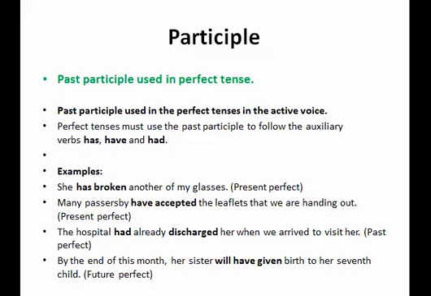The hospital had already discharged her when we arrived to visit her. Had discharged is past perfect. By the end of this month, her sister will have given birth to her 7th child. Will have given is the future perfect form.